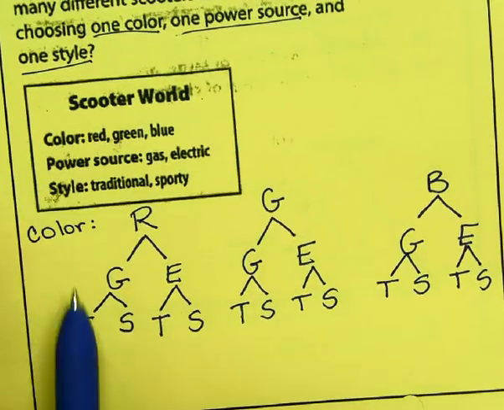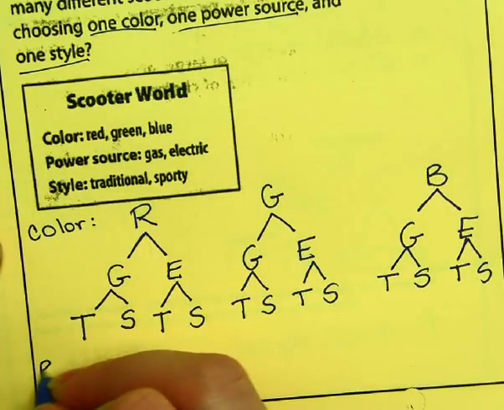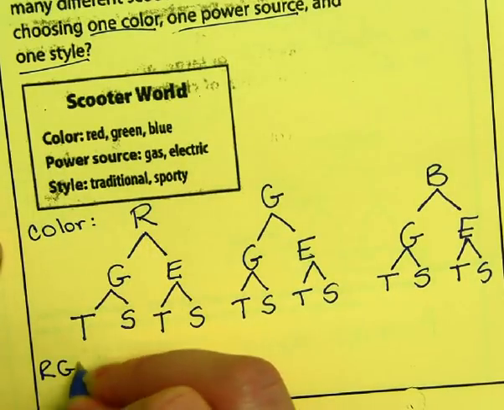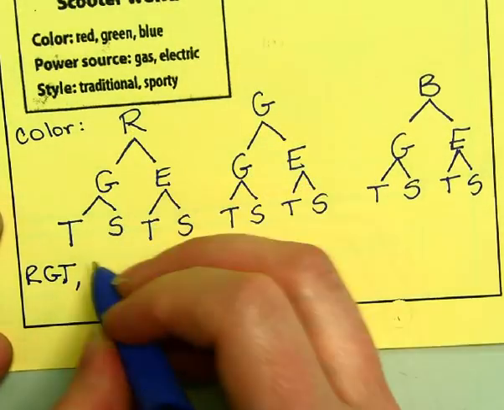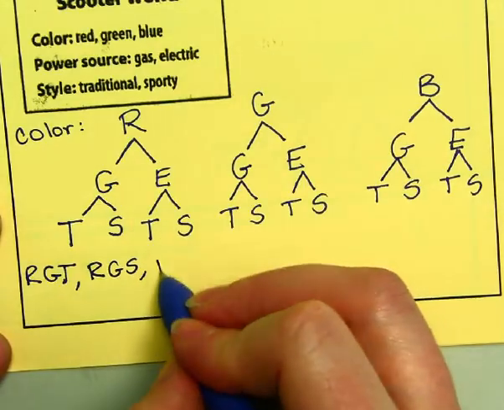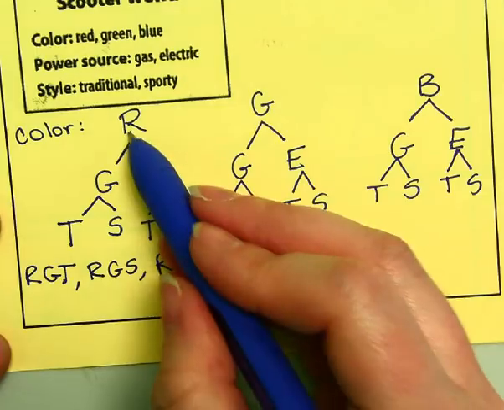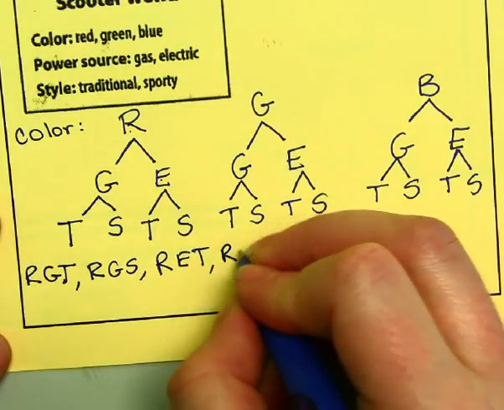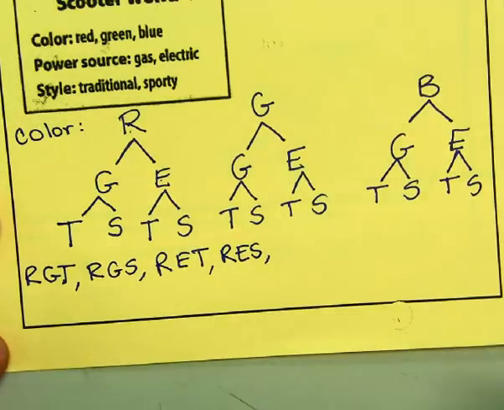So that means I can list out all my options. It could be a red, gas, traditional. It can be a red, gas, sporty. It could be a red, electric, traditional. Red, electric, sporty. So I did that whole tree right there.